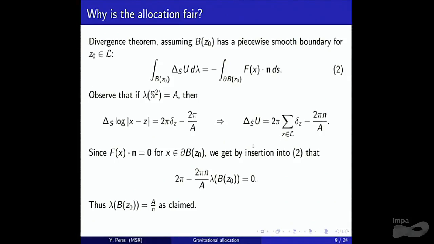Again, stop me if there's any questions. Now, as I said, the right-hand side is 0, so the left-hand side must be 0 as well. So when you integrate this over a basin, there's only a single star in the basin. So from this integral, you just get a 2 pi term, because there's a single star. And from this term, you'll get 2 pi n over a times the area of the basin. So that's it. This equation, you can solve for the area of the basin, and it's exactly a over n for each basin.